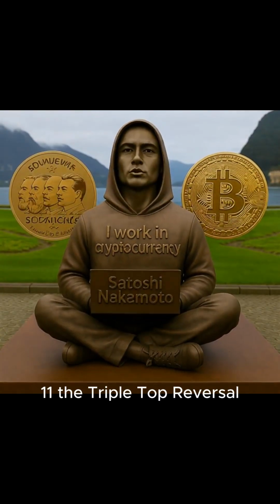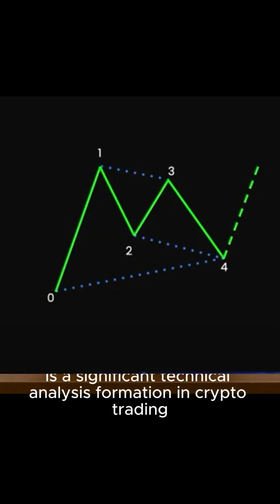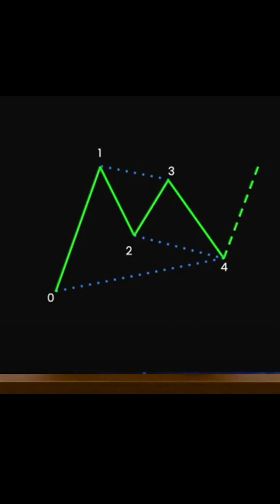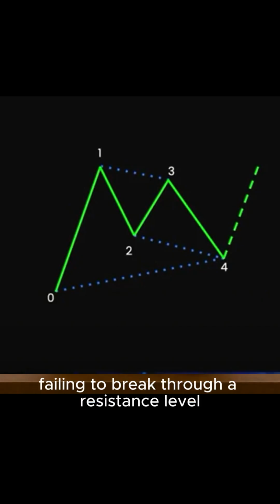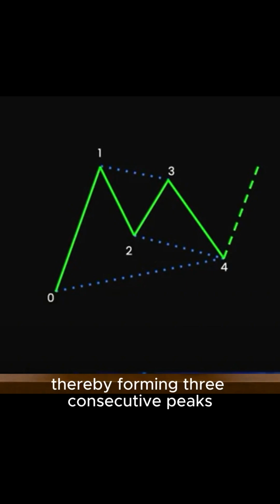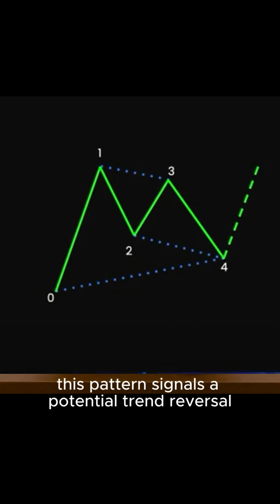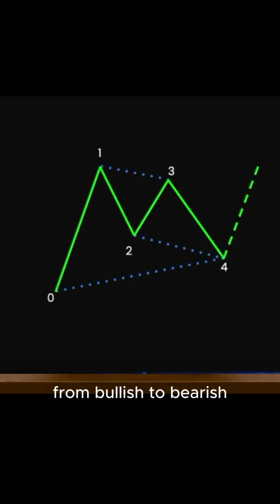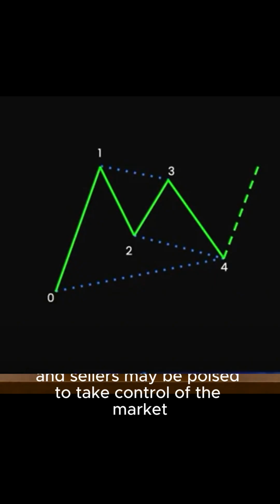11. The Triple Top Reversal. The versatile triple top pattern is a significant technical analysis formation in crypto trading. It typically occurs when an asset's price peaks 3 times, failing to break through a resistance level, thereby forming 3 consecutive peaks at approximately the same price point. This pattern signals a potential trend reversal from bullish to bearish, indicating that buying pressure is becoming exhausted and sellers may be poised to take control of the market.